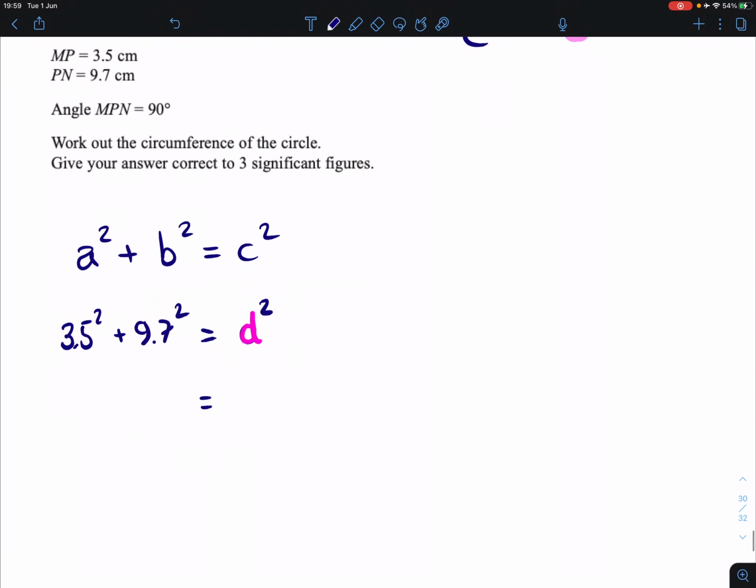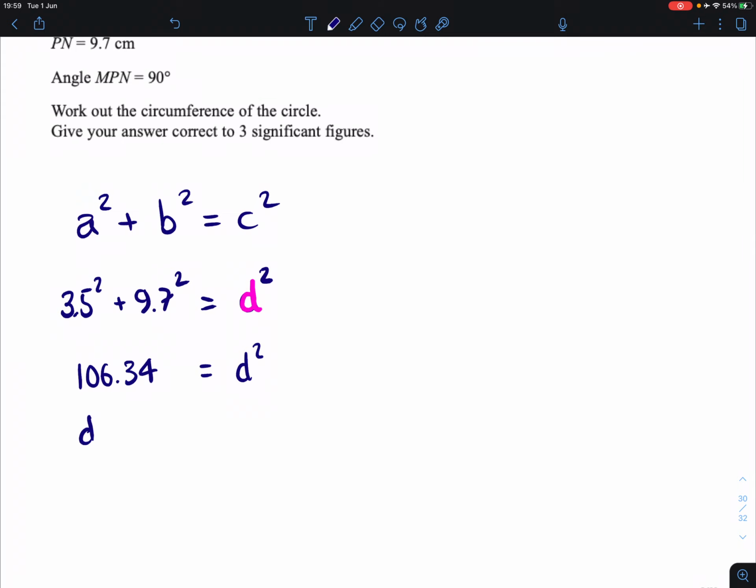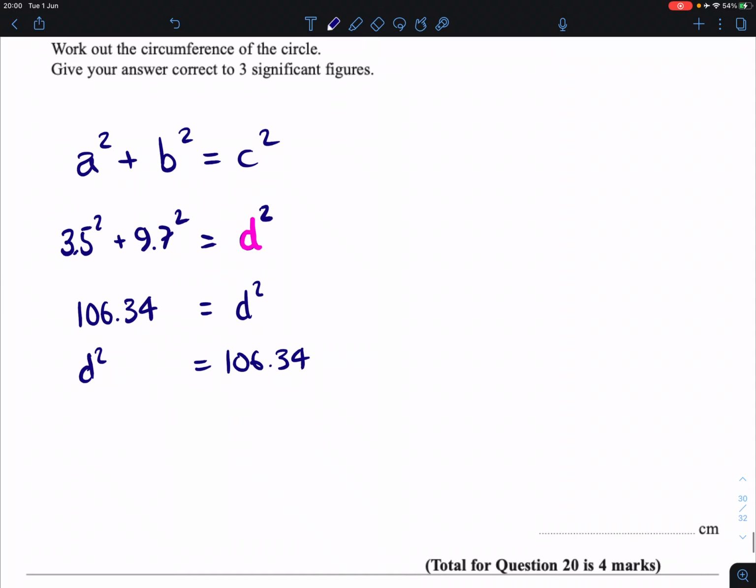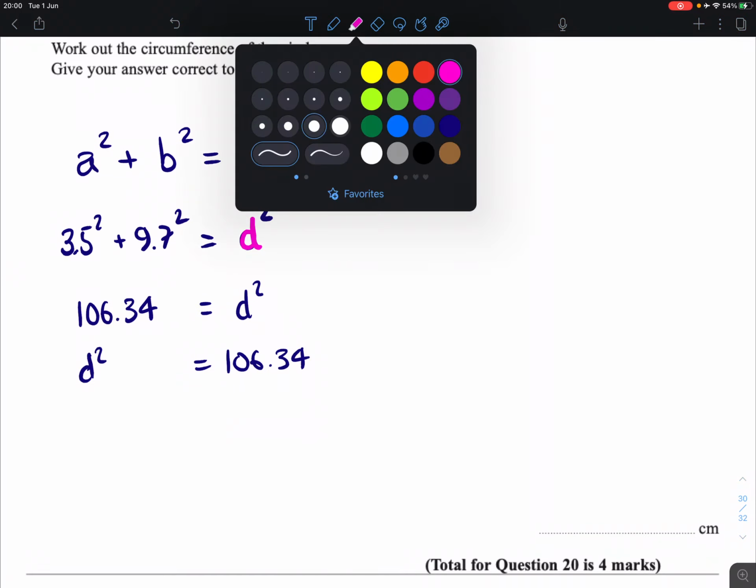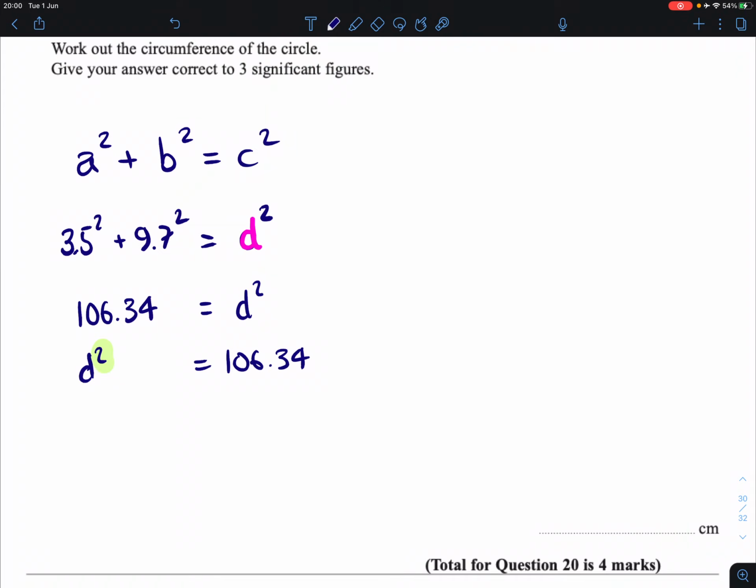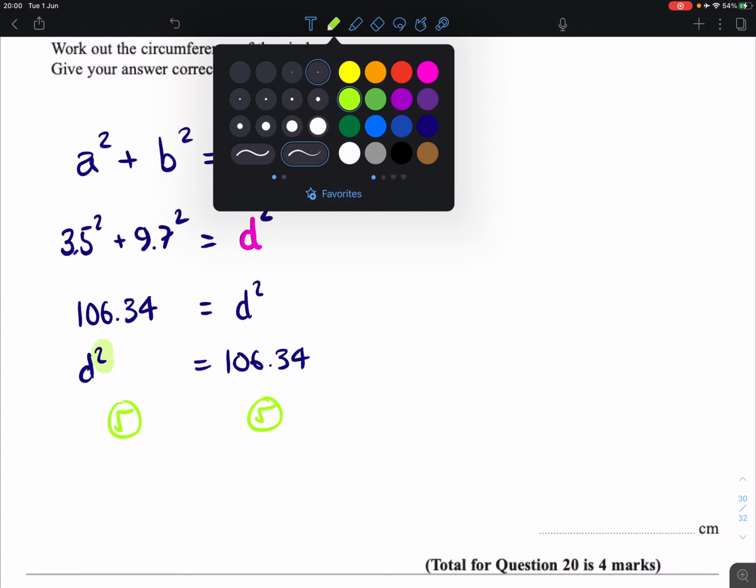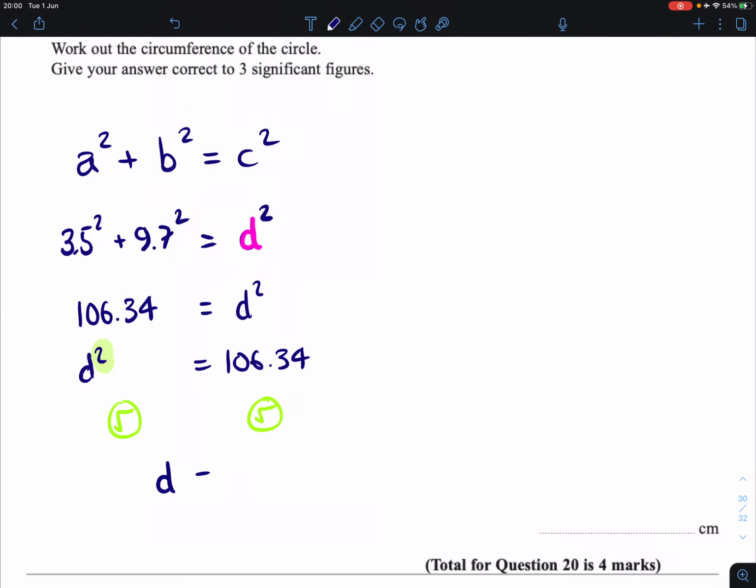What will happen after that is if you simplify what's on the left hand side, you end up with 106.34, typing that into your calculator. Then if you prefer, you can write d squared on the left hand side if you'd rather have the letters there. Doesn't matter either way. In order to get rid of this squared, we have to do a square root of both sides. That would be the same thing that we do on both sides.